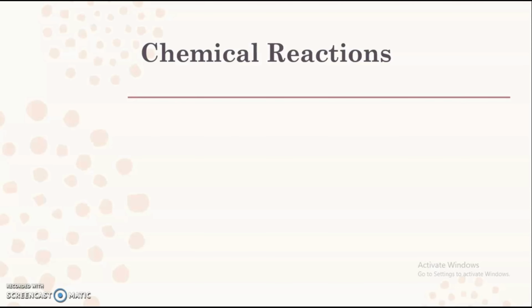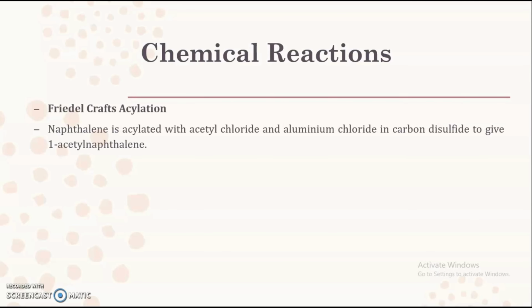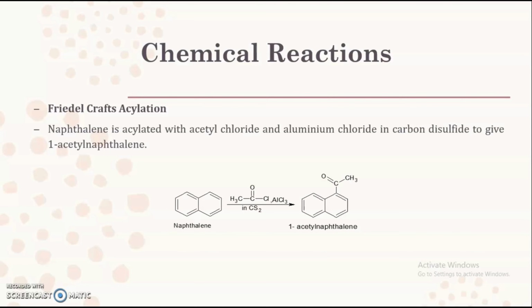First, we will discuss the Friedel-Crafts acylation. Naphthalene is acylated with acetyl chloride and aluminum chloride in presence of carbon disulfide to give 1-acetyl naphthalene. So, this is the particular reaction. Naphthalene when it undergoes the acetylation.